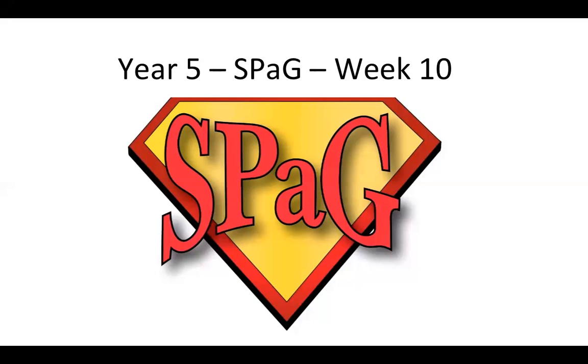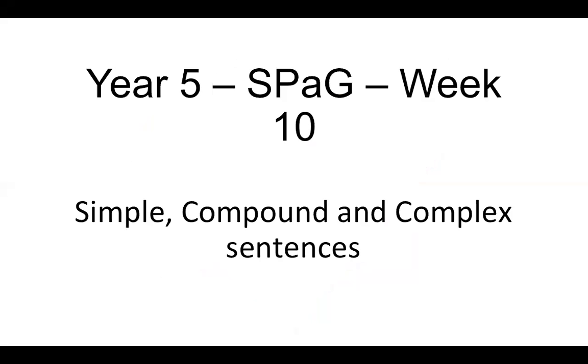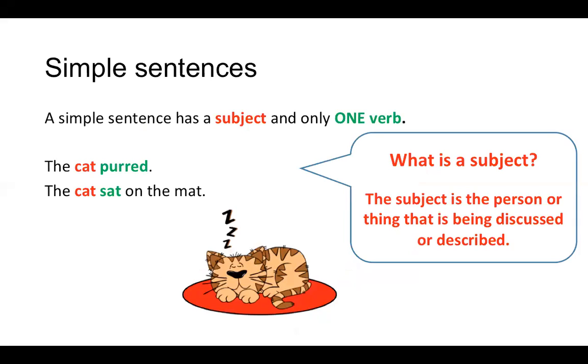So this week our focus is going to be on sentence structures. We're going to be looking at simple, compound, and complex sentences. So the first one, simple sentences. A simple sentence has a subject and only one verb. The cat purred, the cat sat on the mat.